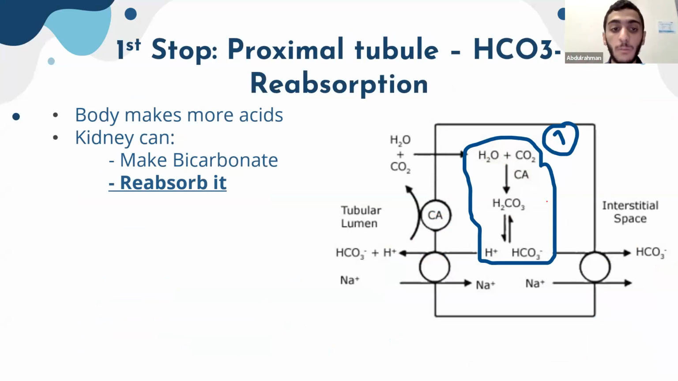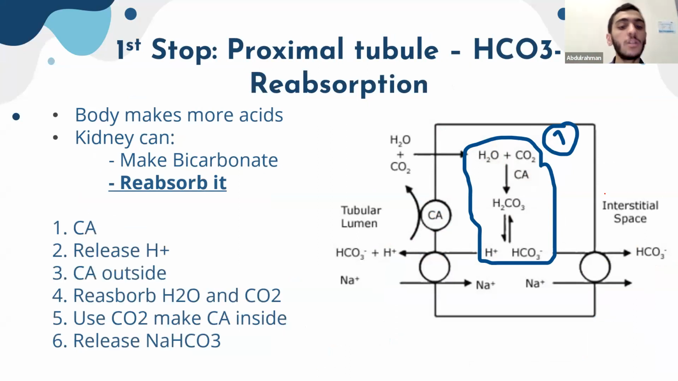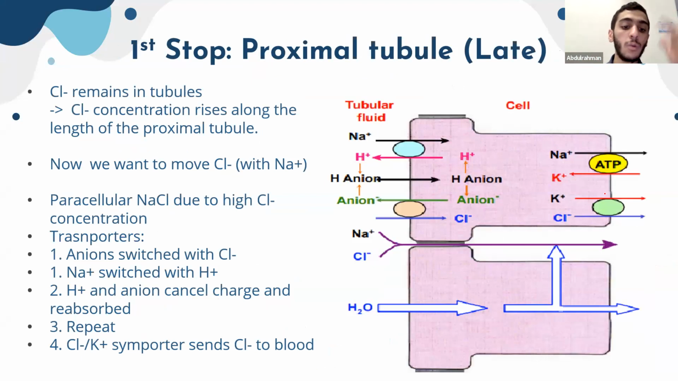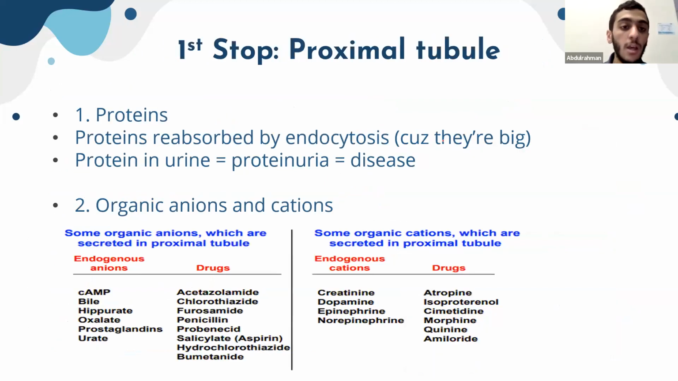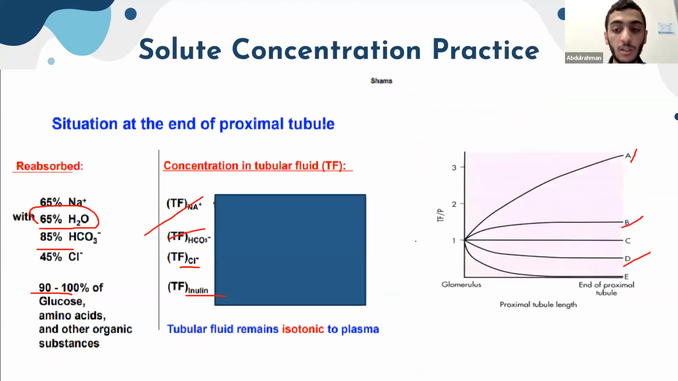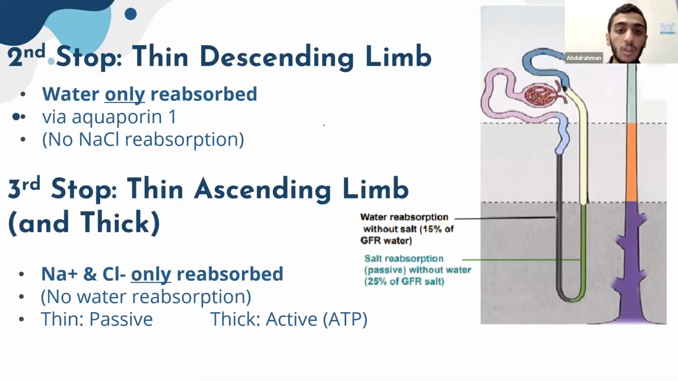Tamam? The main thing we're trying to do here is get the bicarbonate back into the body. Then towards the end of the proximal tubule, we can move the anions, and this is done by the sodium potassium ATPase and the chloride anion receptors. Okay, protein endocytosis, we got a question about it, so you better focus on that. And this graph, inshallah, it's all clear. Let's go to the second part.